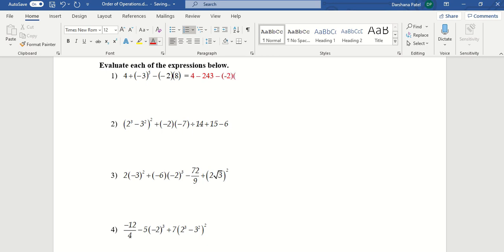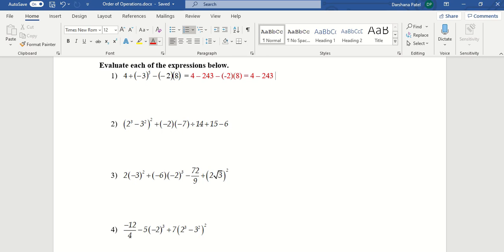Some of us can do it all together. Some of us will need to do it step by step. Okay. So next step then, I'll keep 4 as it is, 243 as it is. It is very tempting to say 4 minus 243 gives me negative 239. But we can't do that. I have to follow order. So I did brackets, I did exponents, now multiplication, division.